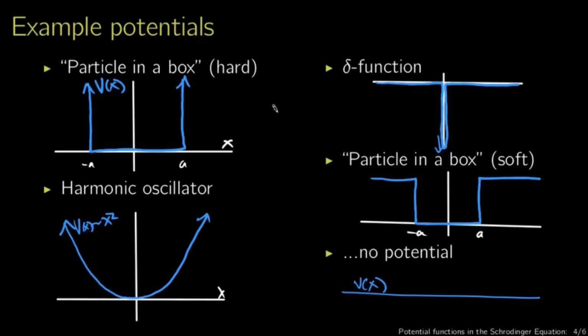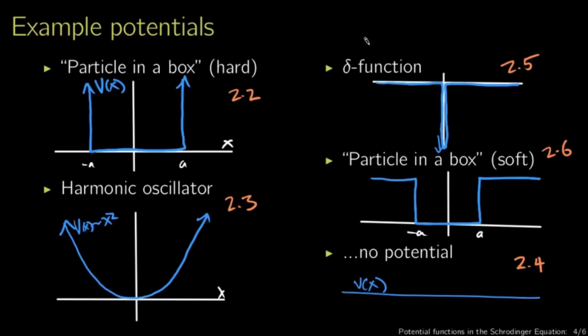To map this onto textbook sections, this is section 2.2. The harmonic oscillator is section 2.3. The delta function potential is section 2.5. The particle in a box is section 2.6. Particle in a soft box is 2.6. And particle with no potential, or an overall constant potential everywhere in space, is section 2.4. So these are some example potentials that we'll be talking about in this chapter.